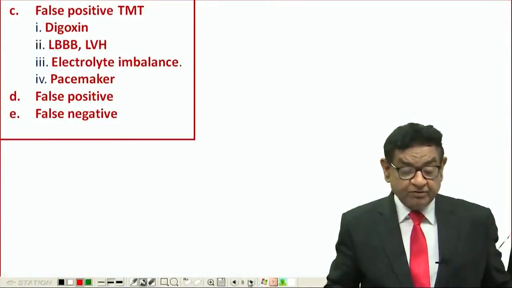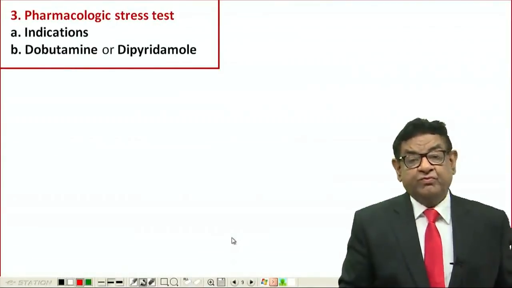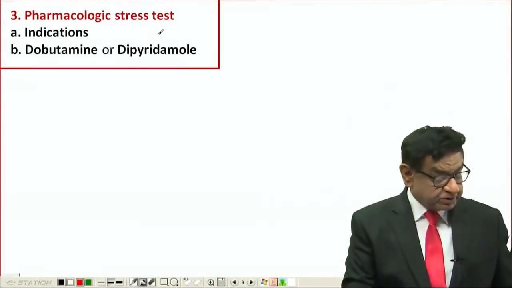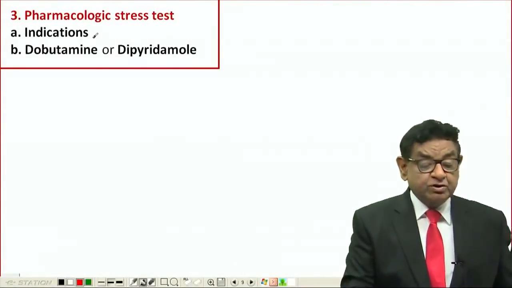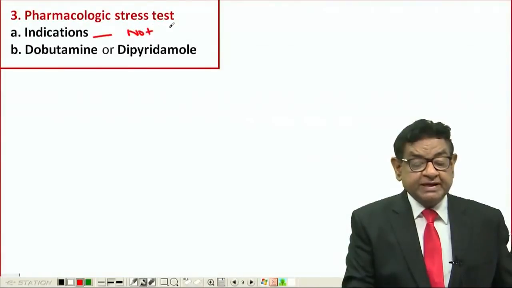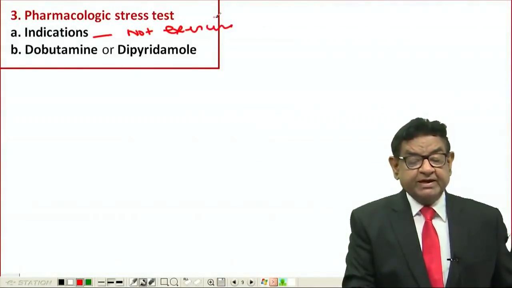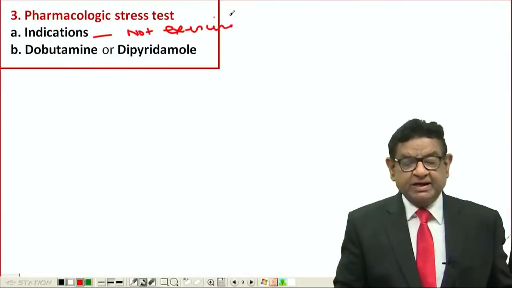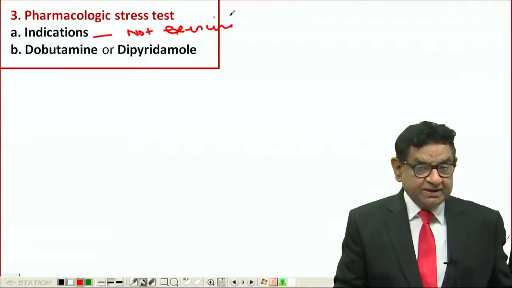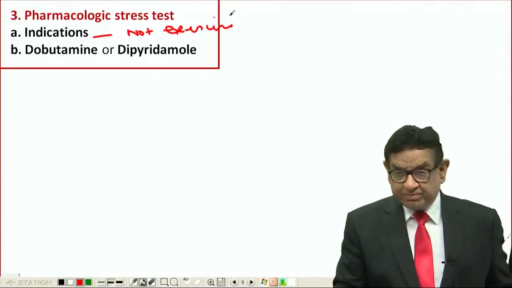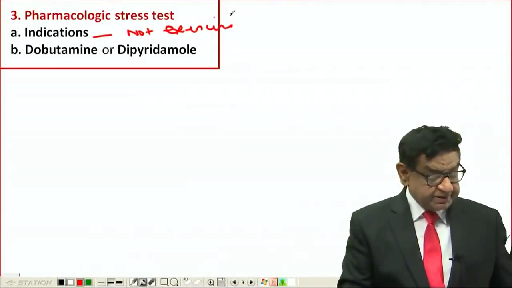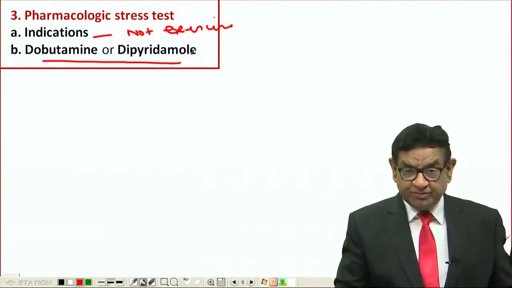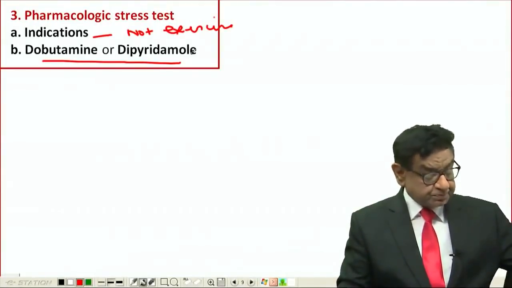So let us see what to do in such cases. We do pharmacological stress tests. Now what are the indications? We do this especially in those conditions where the patient is not able to exercise. We get one patient who has some problem in the legs, he has osteoarthrosis. He says, doctor, I can't run. Then instead of TMT, we will do pharmacological stress tests. Normally we use dobutamine or dipyridamole. How we do it, I'll discuss very soon.